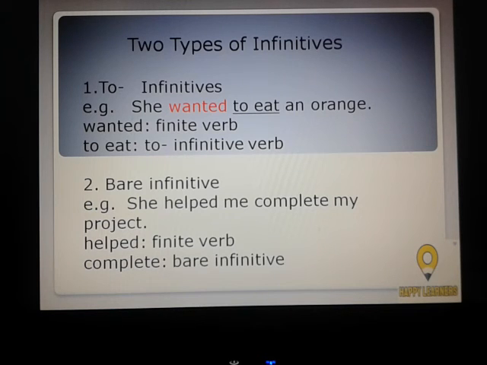There are plain infinitives also which don't have to in front of them. They are called bare infinitives. Okay, so we have this sentence, she helped me complete my project. So here we don't say she helped me to complete. If you had to complete, then it would have become a to infinitive. Whereas it is only the word complete. So it becomes a bare infinitive, which is also a type of non-finite verb. Whereas a finite verb, which is actually directly related to the subject, is helped, the finite verb.